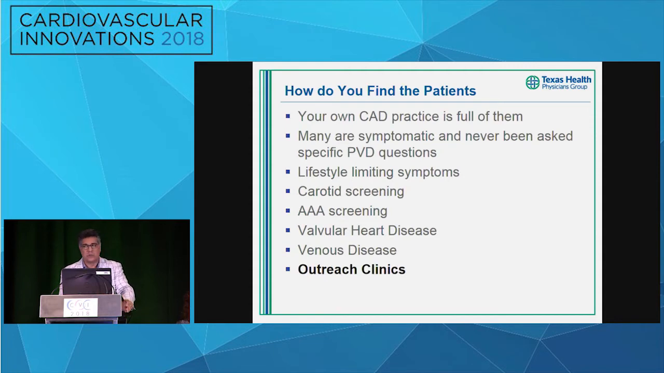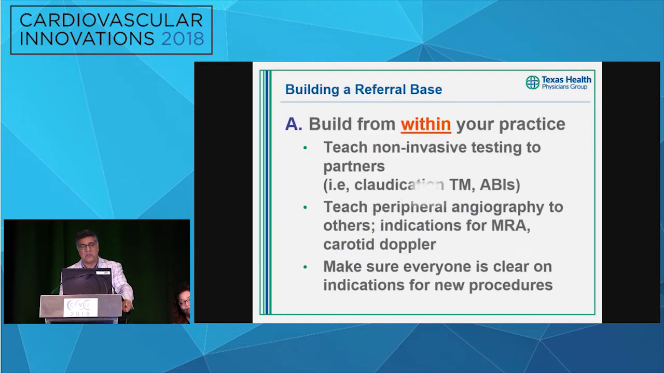How do you find the patients? Well, people say, I don't have any vascular patients in my practice. Well, if you're a cardiologist, you're wrong, because your coronary disease population is full of them. Many of them are symptomatic and they've just never been asked. And many of these patients have lifestyle limiting problems, which are the only ones you should be treating. Screening for things like carotid and AAA are important parts of vascular practices, and venous disease is absolutely part of your evaluation. And then developing outreach clinics.